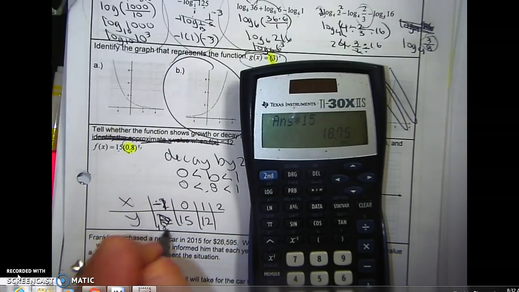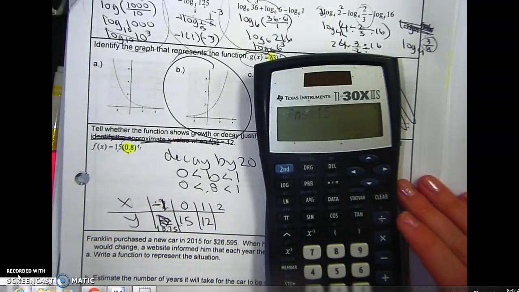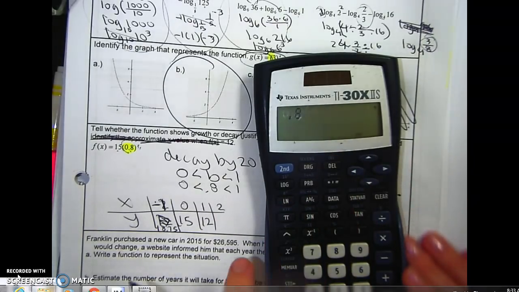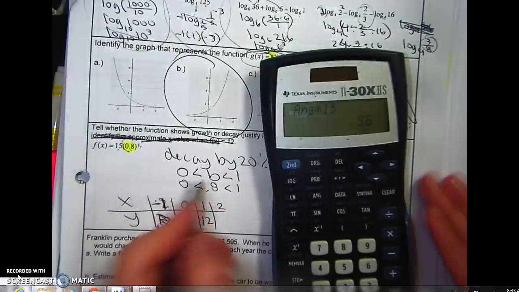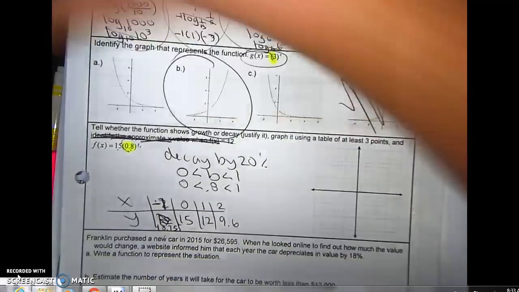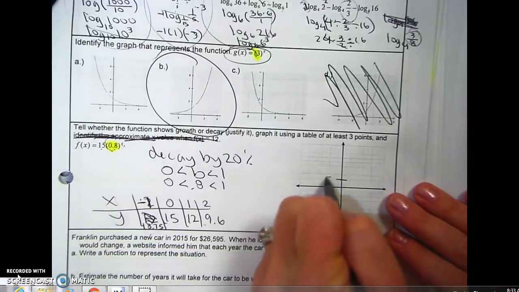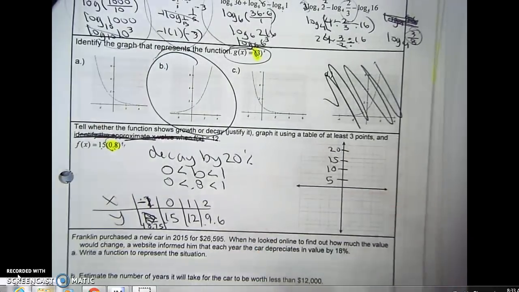Slow down. 18.75. And then now I'll go 0.8 squared. And then times 15. And I know that it's decay because I look and my numbers are getting smaller and smaller and smaller. All right. I feel like I have big numbers. I'm just going to fake it a little bit. I'm going to go 5, 10, 15, 20. It's going to be okay.